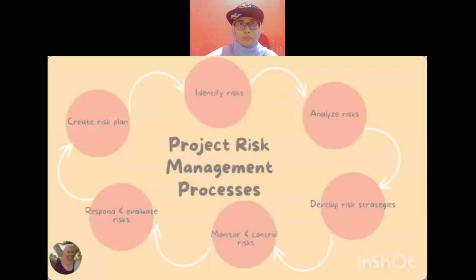There are 6 processes in project risk management. The first process is create risk plan. Second process is to identify risk. Next, analyze risk. After that, develop risk strategies. The next one is monitor and control risk. And last process is respond and evaluate risk.